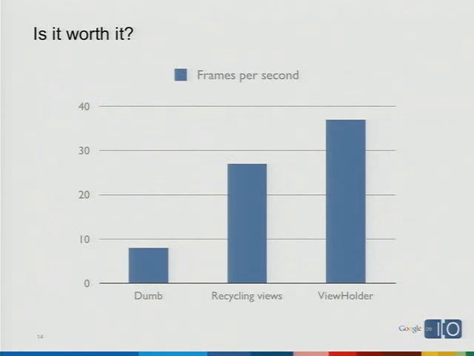So the first example, the dumb adapter example, the thing you should never do, and if you're doing it, then that's bad and you should fix it. We get less than 10 frames per second when we try to scroll through a list. That list in particular was showing one icon and one line of text per item in the list. When you start recycling the views, you can see that the performance becomes much better. And in that case, we get about 27 frames per second. And when you use the view holder, so if you avoid doing those two find view by ID on every time the getView method is called, then the performance goes up even further, and we'll reach 37 frames per second.